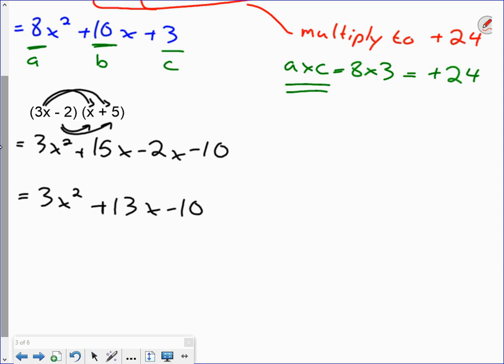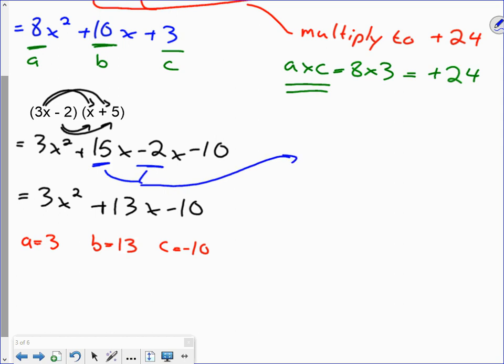All right, what are our values of a, b, and c? A is 3, b is 13, c is negative 10. And if we focus in on these two middle numbers, 15 and negative 2, these two numbers, again, they add to 15 minus 2 is 13, which again is our value of b.